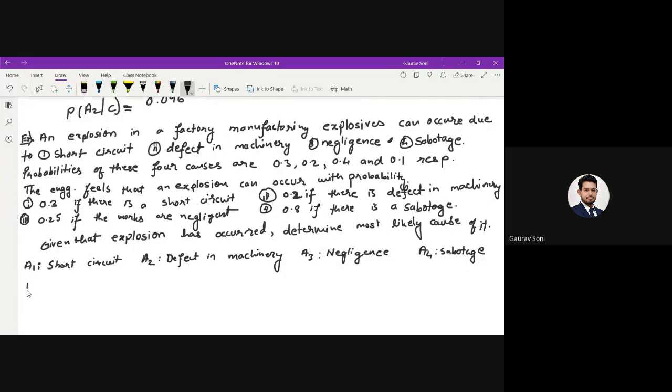What is the probability of the event A1? 0.3. Probability of A2, 0.2. Probability of A3, 0.25. A4 is 0.1. Now, what is your event B?